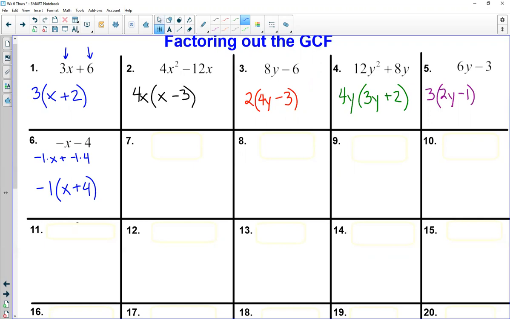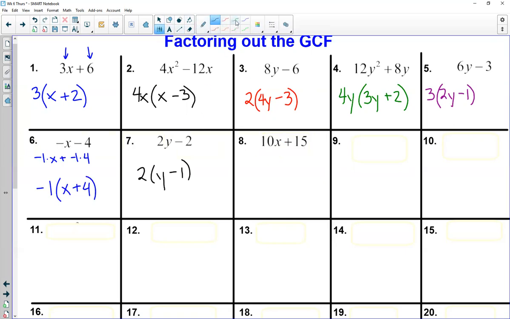Okay, looking at our next one, I'm going to have 2y minus 2. I'm going to go ahead and see that they both share a 2. So pull out that 2. We're going to have y minus 1. 2 times y gives me 2y. 2 times negative 1 will give me negative 2.